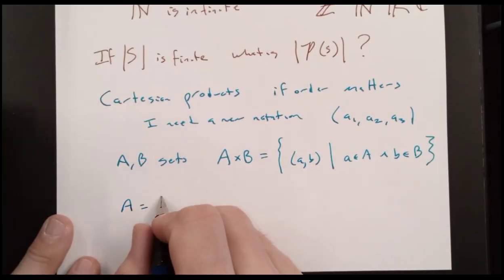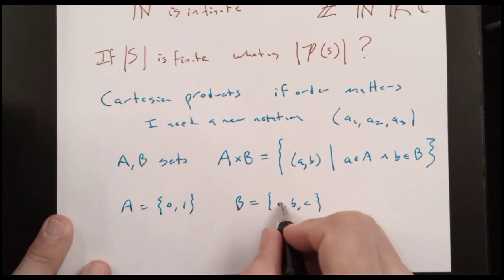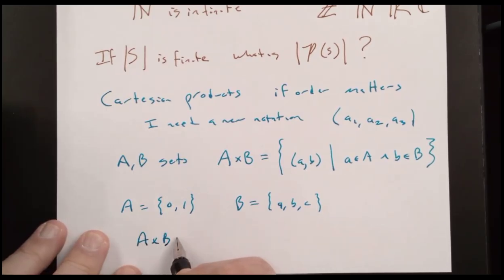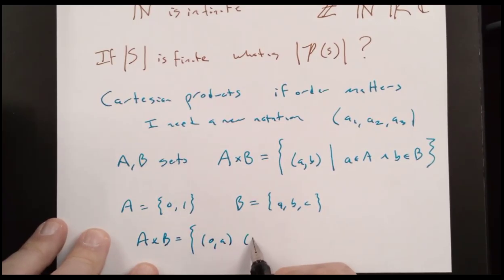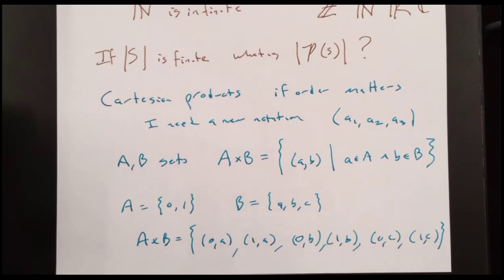Here's an example. The set A is the numbers 0, 1, and the set B is the letters A, B, C. If I want the Cartesian product, A cross B, I'm going to build ordered pairs. 0A, 1A, 0B, 1B, and 0C, 1C. And this set has 6 distinguishable elements.